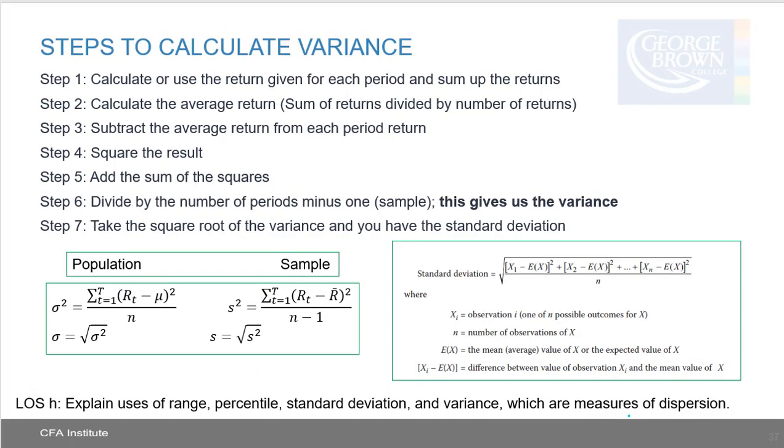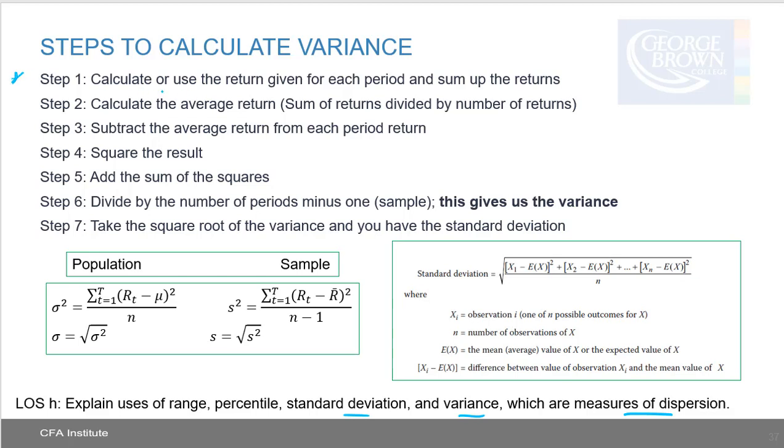So now we're moving on to some measures of dispersion, which are variance and standard deviation. And standard deviation is the square root of variance. Again, you don't need to memorize the formulas or do any calculations, but here I'm giving you the steps on how to calculate variance, and we're going to see a little bit of application, okay?